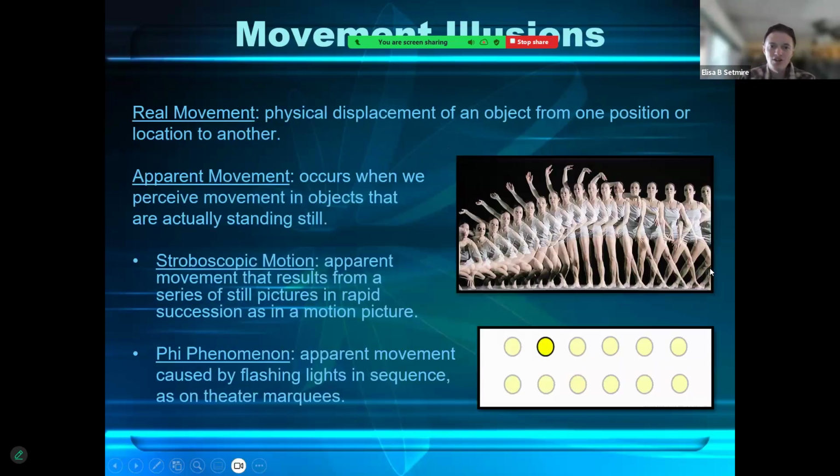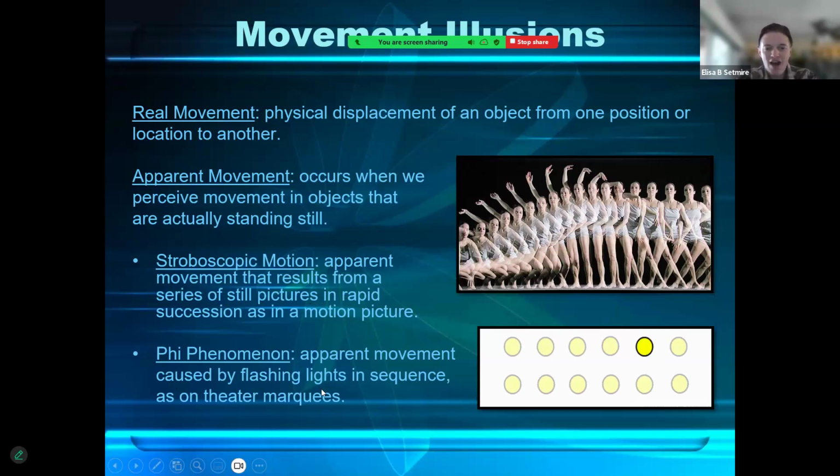A couple of other things, we can also get illusions with movement, right? So real movement is when you physically displace something from one position to another, like if you pick something up and move it. But we can get what's called apparent movement, when things are actually standing still, but it looks like they're moving. One of the ways this can show up is stroboscopic motion, when we get a series of still pictures in rapid succession. This is how we used to make motion pictures, where you take a bunch of pictures in rapid succession and it looks like something is moving.